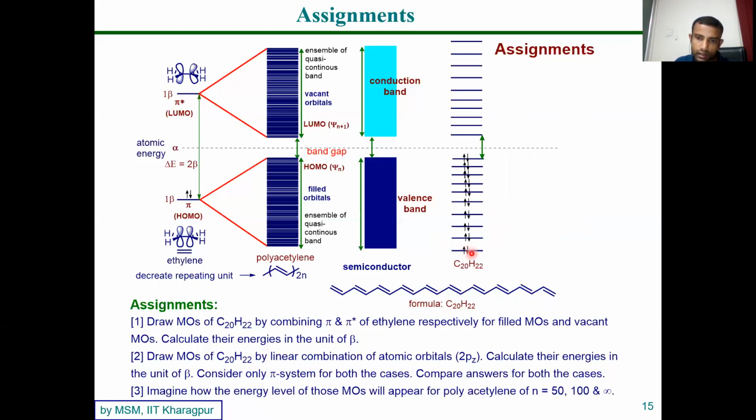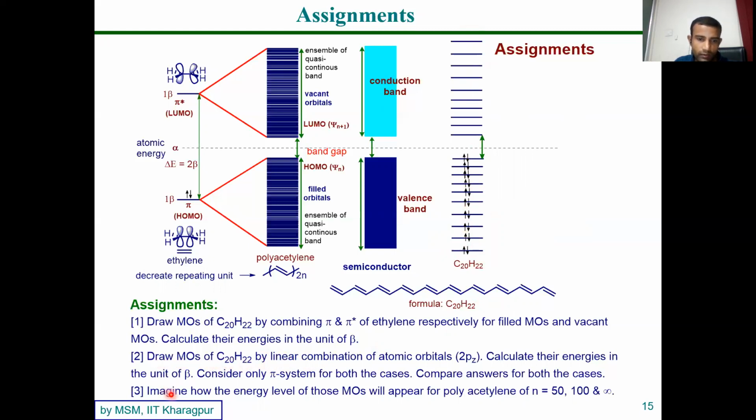by considering the required nodes. For the lowest one you have 0 nodes, and for the highest one you have the highest number of nodes, and in between 1 node, 2 nodes, 3, 4; it will keep on increasing. So by doing that, also by the linear combination of atomic orbitals, please do this.